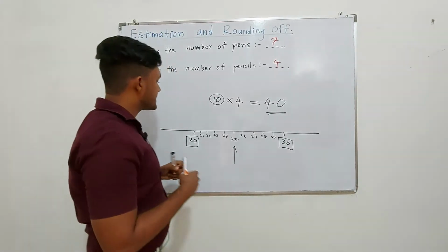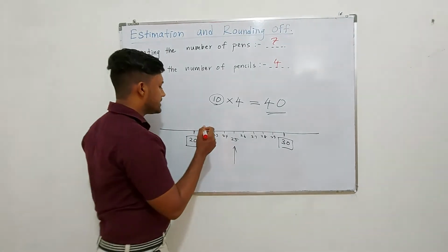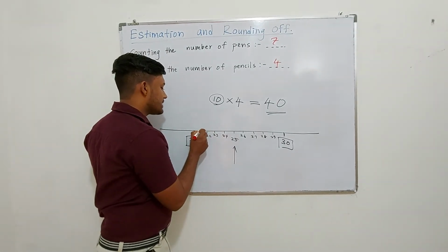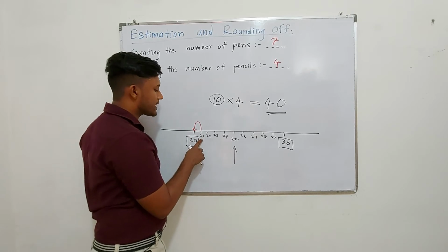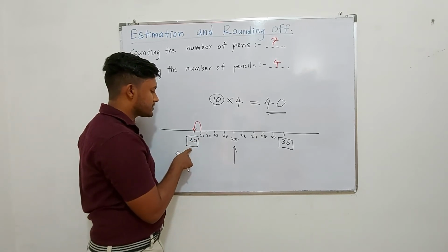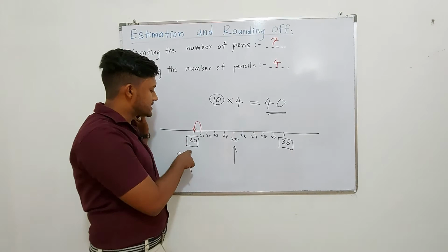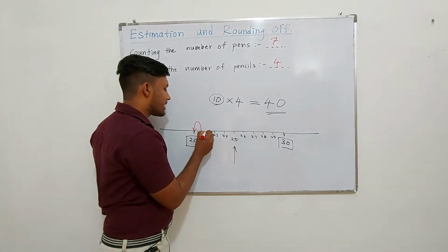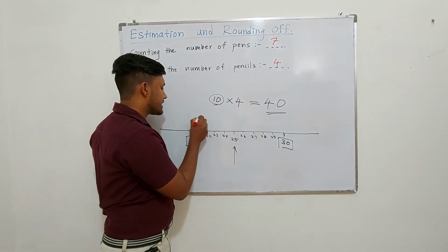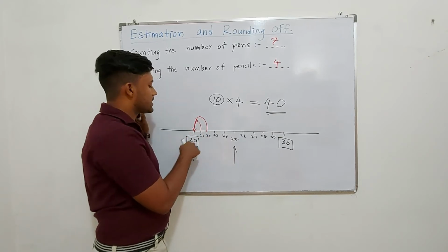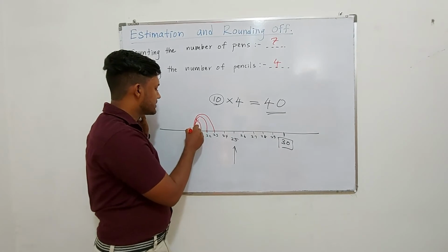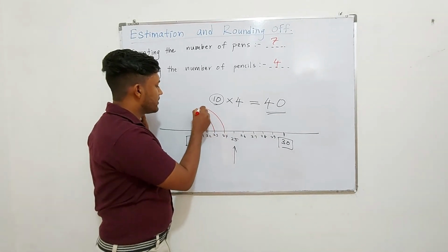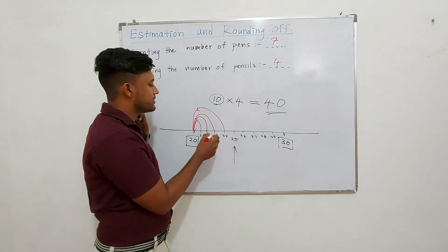Then when considering rounding off, 21 rounded off to the nearest 10 is 20. When 22 is rounded off to the nearest 10, it is near to 20. Then 23 is near to 20. Then 24 also near to 20.